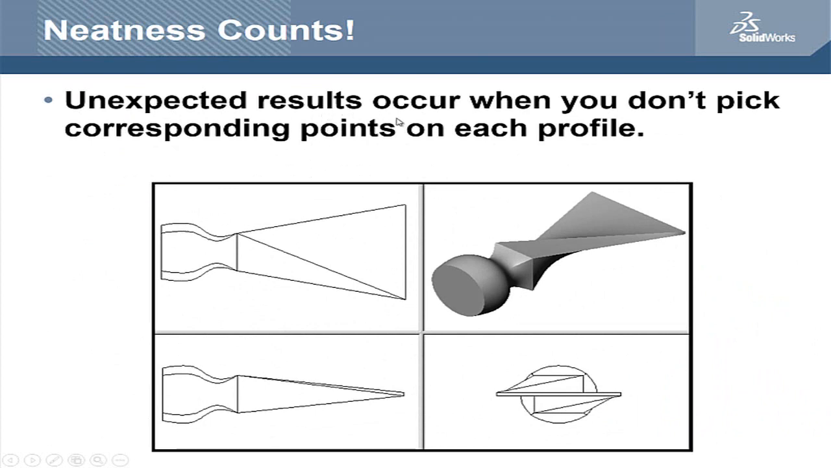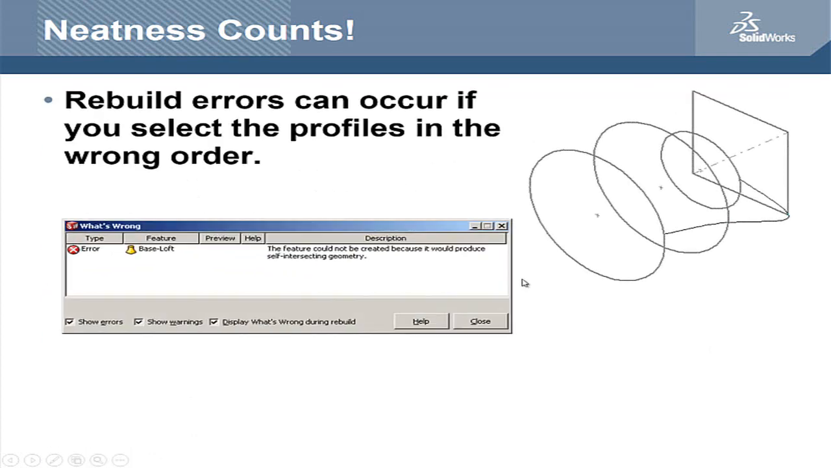Unexpected results occur when you don't pick corresponding points on each profile. Now you see how this is all twisted? That would be a point from this point to that point instead of from this point to this point. You can see it's all twisted up. Rebuild errors can occur if you select a profile in the wrong order. So if you click here and then there and then over here, it says no way.